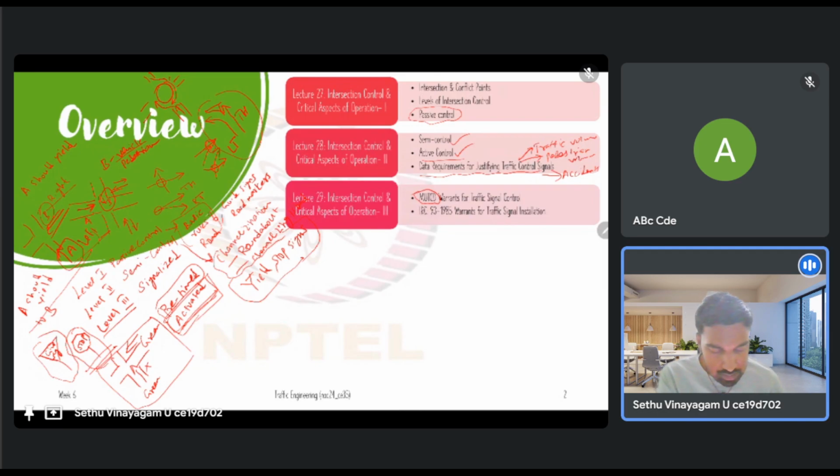In that, there is a section for the warrants for traffic signal control. What does this mean? It lists nine different warrants. A warrant is nothing but a particular condition. So we have nine different conditions, like 8-hour traffic volume, 4-hour traffic volume, pedestrian volume, and so on. If any of these conditions are satisfied, then it means that the intersection might benefit from having a traffic signal.